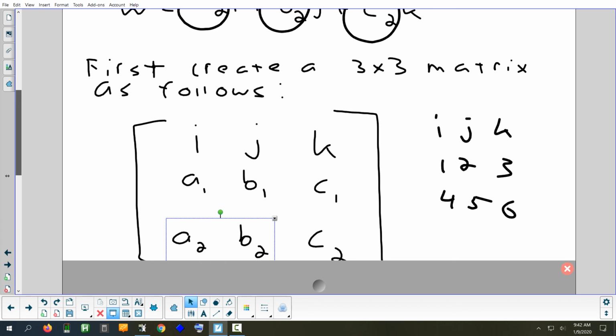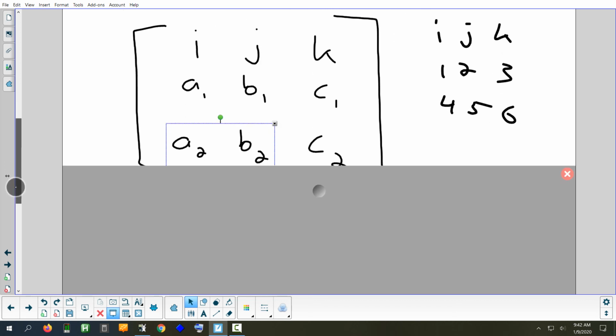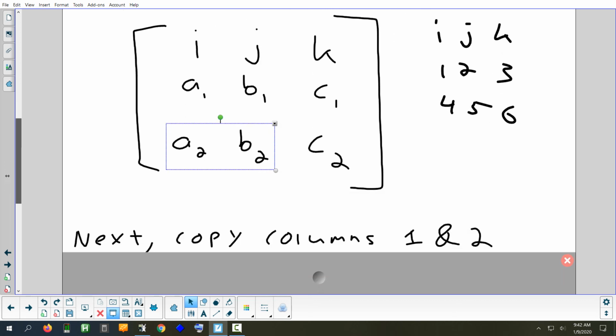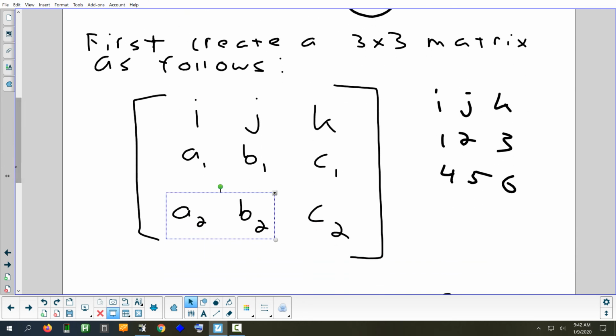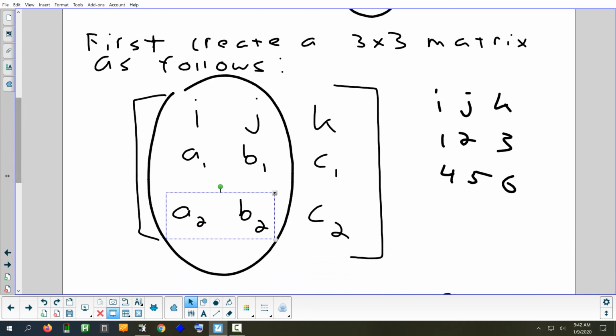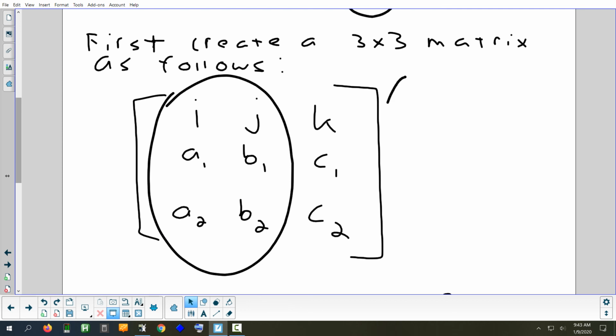Okay, so that's the first part. The next part, we're going to take these 2 columns and copy them right here. So we're going to add 2 more columns. We're not moving them. We're going to leave the originals where they are. I just want you to copy these 2 columns over to the end.